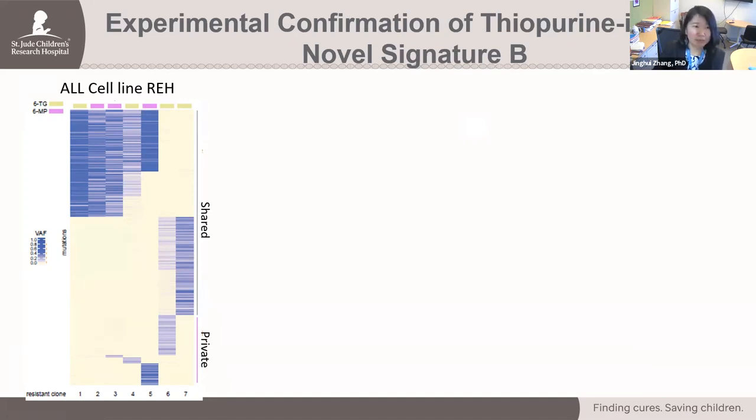When we did a little bit further check, we recognized that ALL cell lines, most of them, were acquired from relapsed ALL cells instead of untreated primary cells. So that's indicating it is not the right model to look into the acquisition of novel signatures due to the treatment.